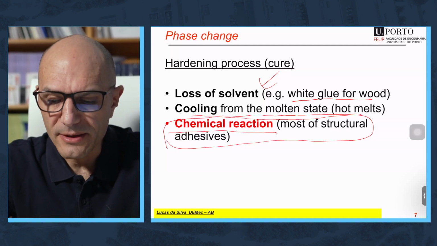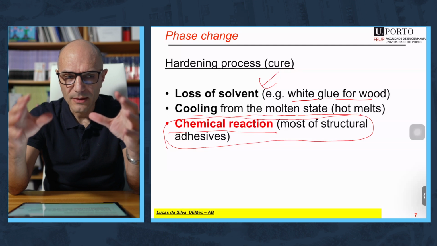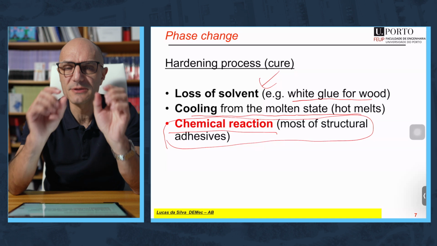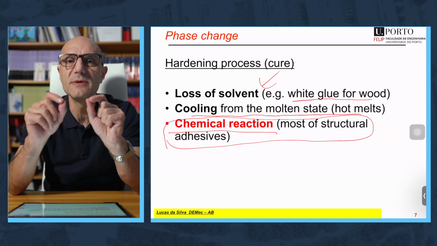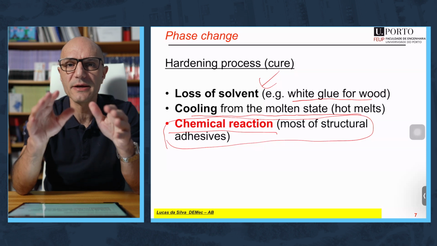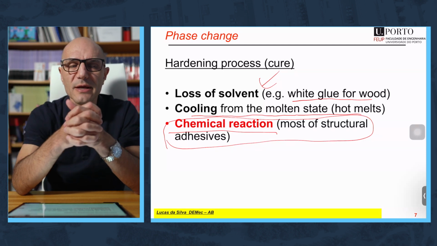So, in this first part of the theory of adhesion, you have seen the fundamental first steps when you apply adhesive. First of all, it needs to be applied in the liquid state so that it creates an intimate contact with the adherent. And second, it needs to change its phase from liquid to solid so that it can withstand the load.